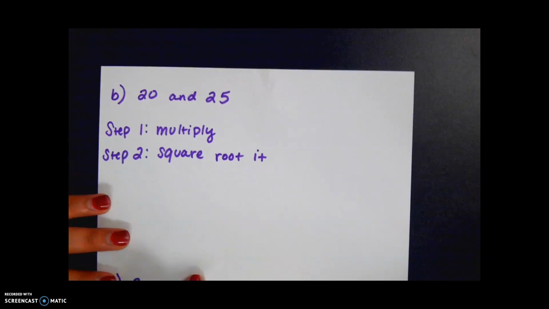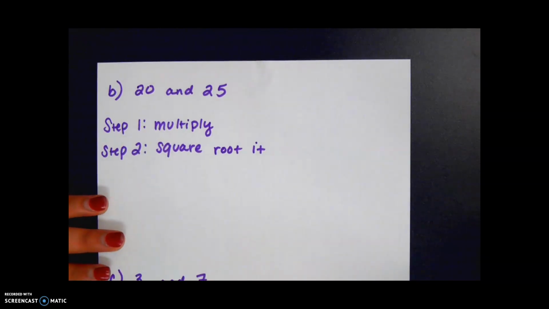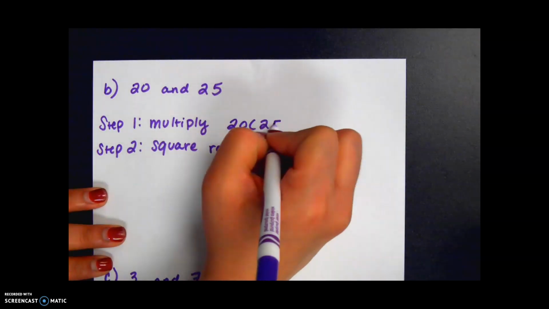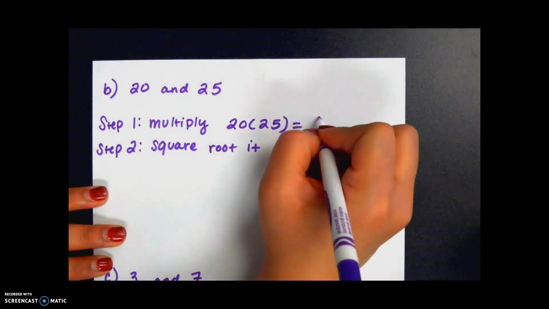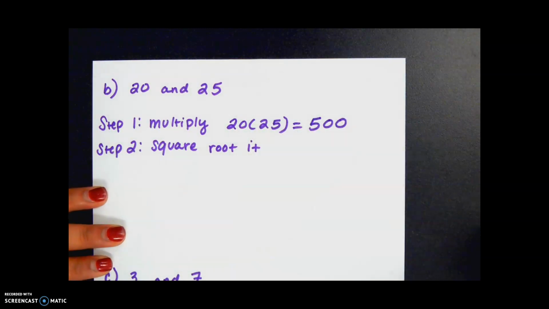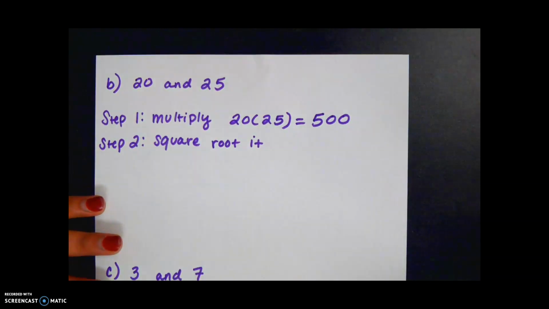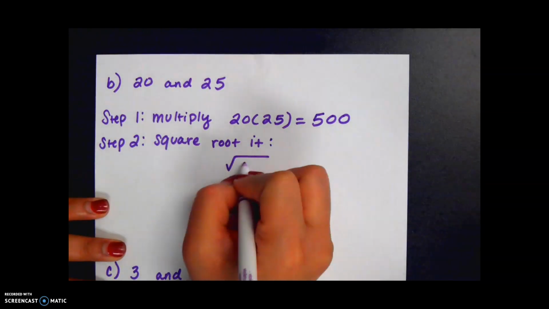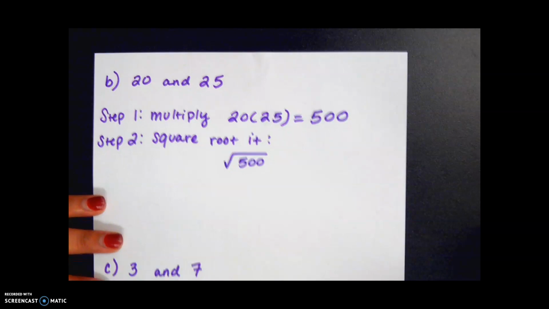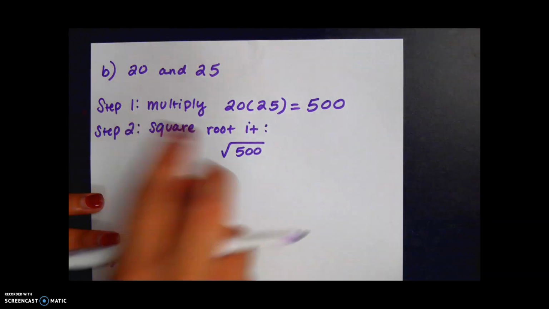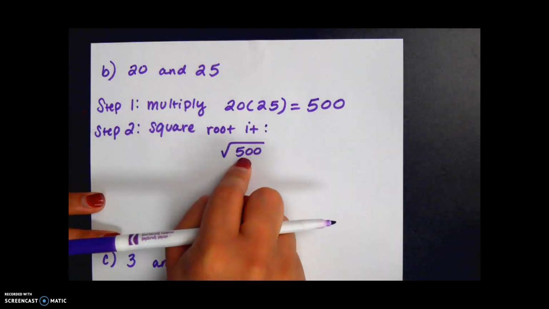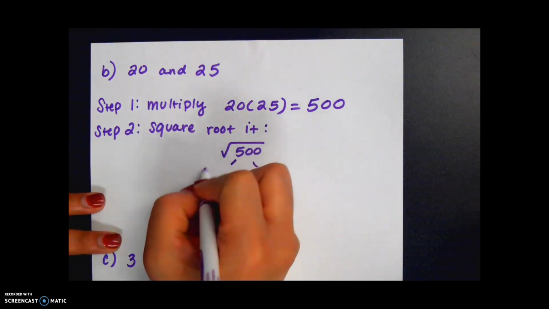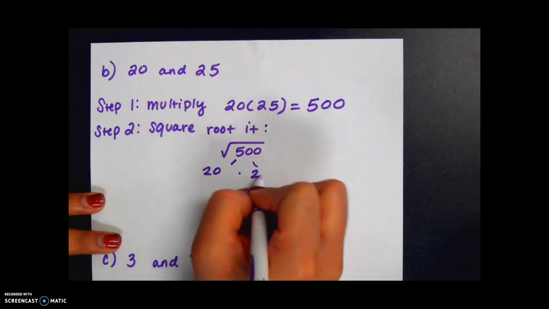Our next example, 20 and 25. Our first step is to multiply. 20 times 25. You get 500. The next step is to square root it. And we can actually just use 20 and 25, or we can use 5 and 100. It's totally up to you. But I'll just use 20 times 25.